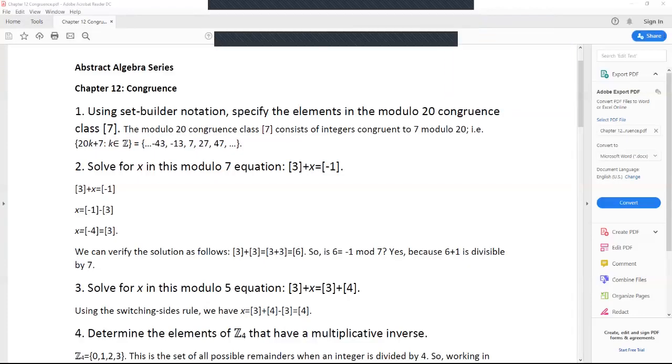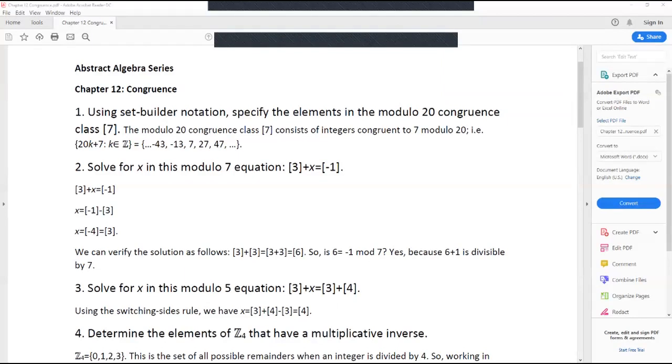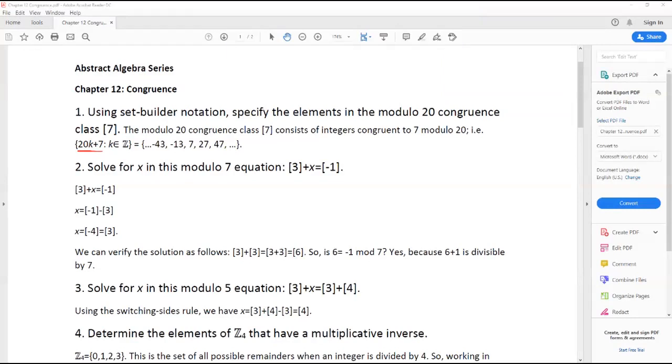Chapter 12 in the Abstract Algebra series is on congruence. And problem number 1 says, using set builder notation, specify the elements in the modulo 20 congruence class 7. Well, the modulo 20 congruence class 7 consists of integers congruent to 7 modulo 20. In other words, these would be integers that differ from a multiple of 20 by 7. So you could write it in set notation as 20 times k plus 7, where k is an integer.